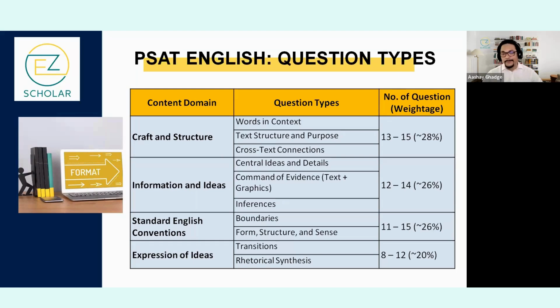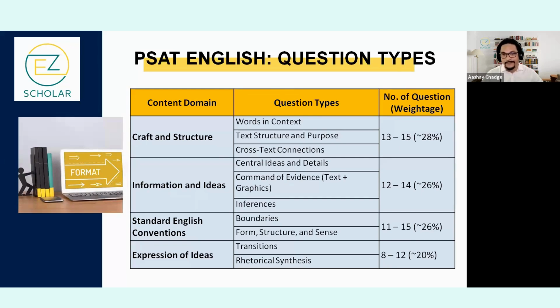But then the bottom two, that's where you should be able to punch your score up. And that's standard English conventions, which covers boundaries, which is questions on punctuation. And then you have form, structure, and sense. These are questions on basic grammar rules. And with a 26% weightage, again, this is a huge content domain.